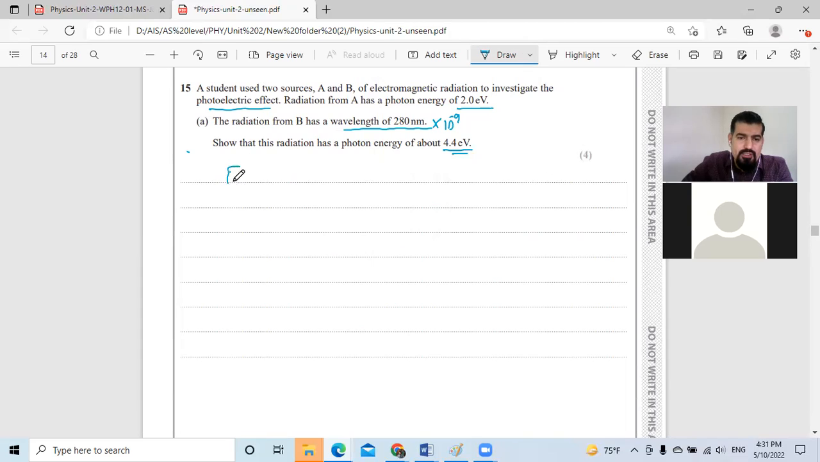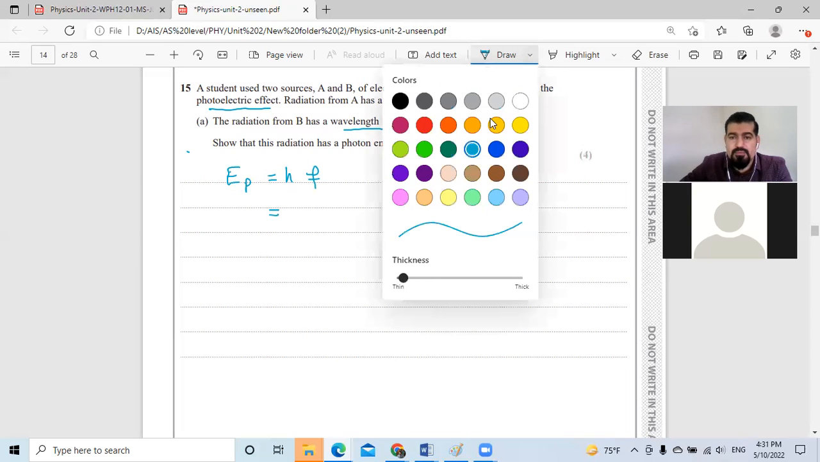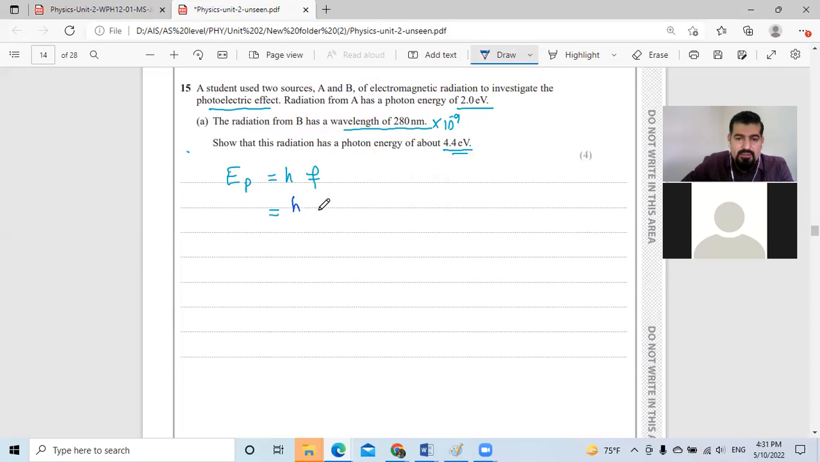Now, we know that the energy for any photon equals what? Planck constant multiplied by the frequency. Yes, thank you, Hamza. Thank you, Ammar. Be careful, I'm not talking about kinetic energy here. So which is equal to what? Planck constant multiplied by speed of light divided by what? The wavelength, because I don't have the frequency, I have the wavelength.